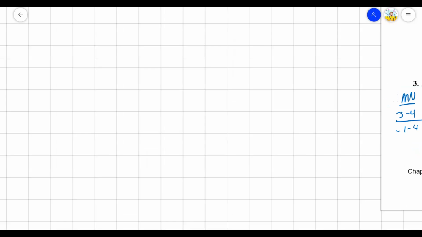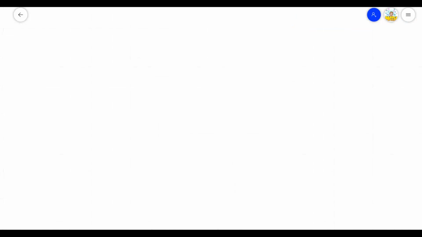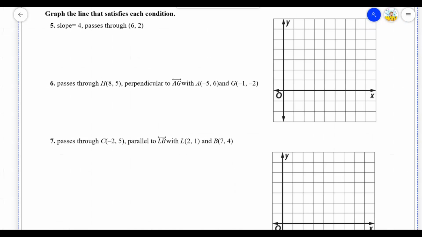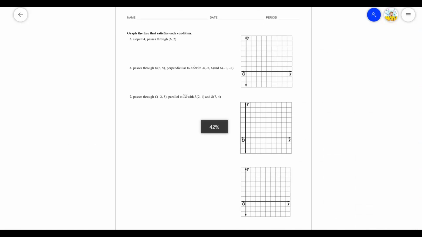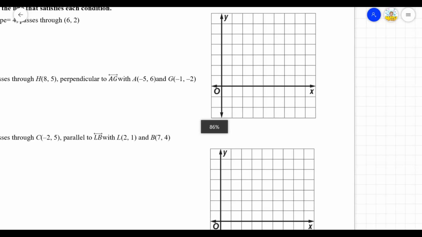All right, and then finally, our last example here is going to lean heavily on the look of the graph. I'm going to take each of the situations that are described here and graph them. So I want a slope of 4 and passing through 6, 2. So I'm going to draw that point at 6, 2 first. That's probably the easiest thing I can do. 1, 2, 3, 4, 5, 6, and then up 2.